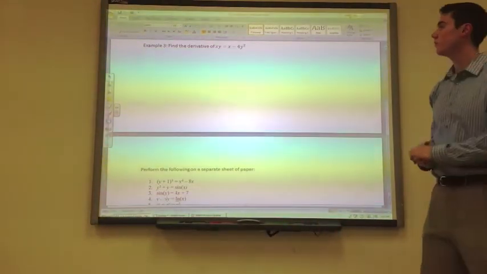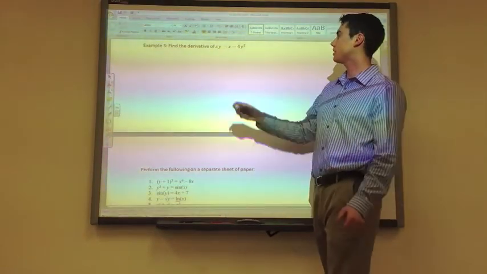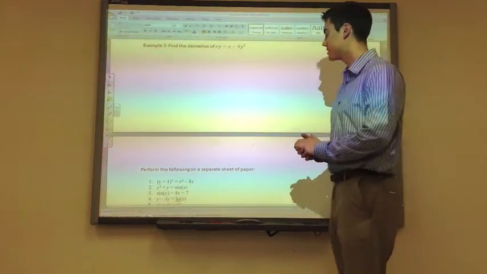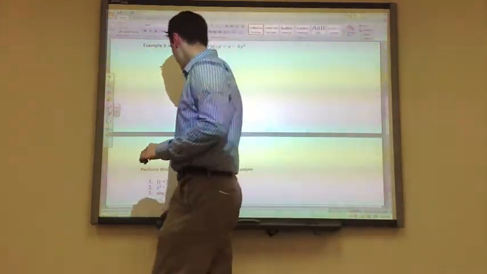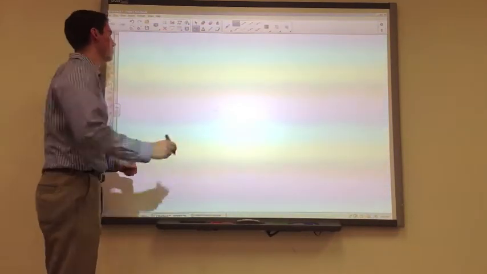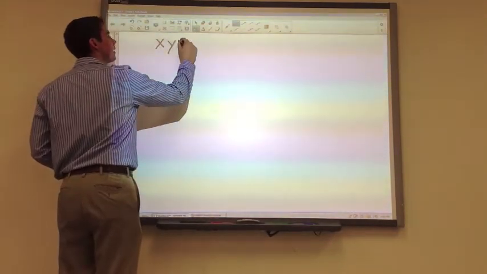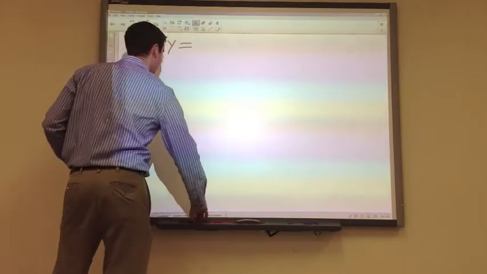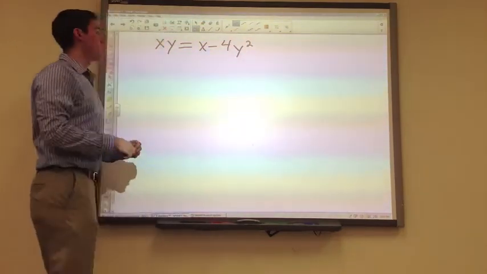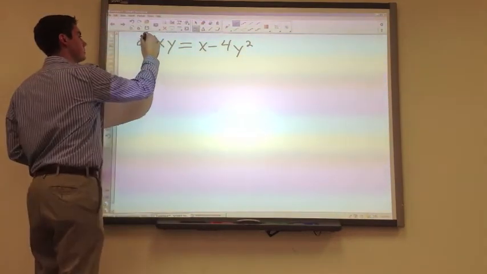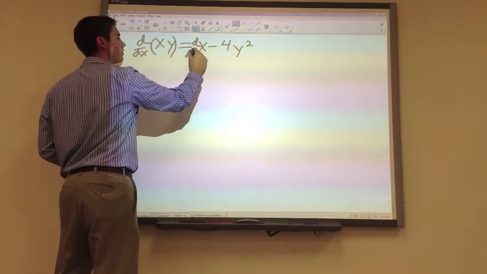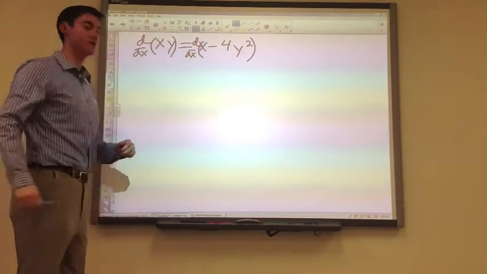We're asked to find the derivative of x times y is equal to x minus 4y squared. To solve this problem, we're going to set it up exactly the same way we set it up before. To give myself some space, I'm going to work on this smartboard sheet here, but you can work below the problem, that's no problem. And so xy is equal to x minus 4y squared. What I want to do now is take the derivative, d/dx, of both sides. So I'm taking the derivative in terms of x of both sides.